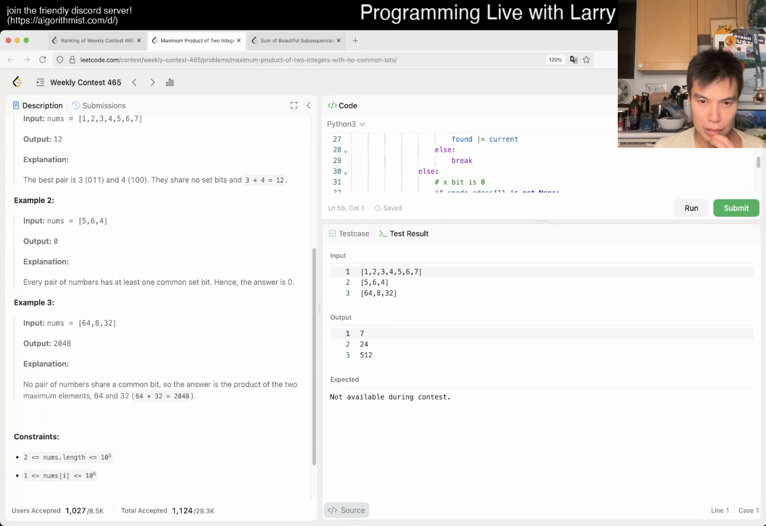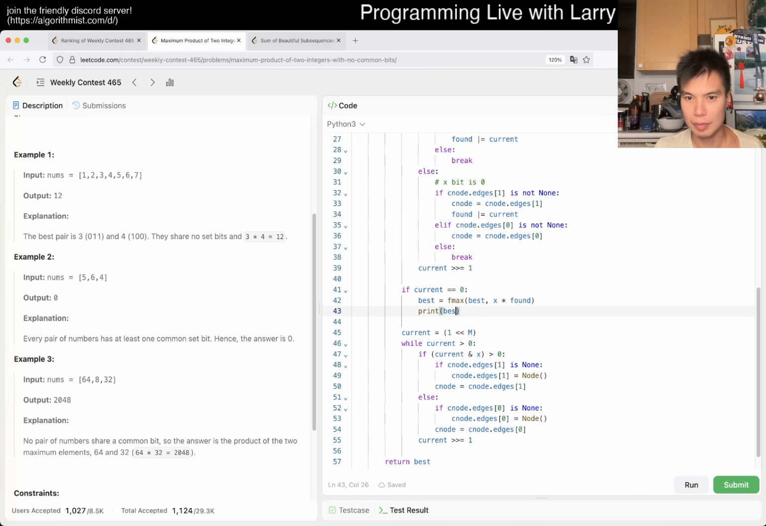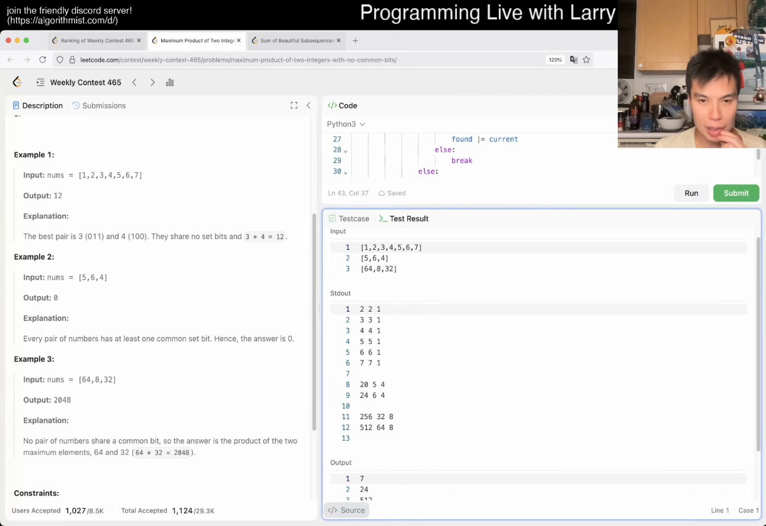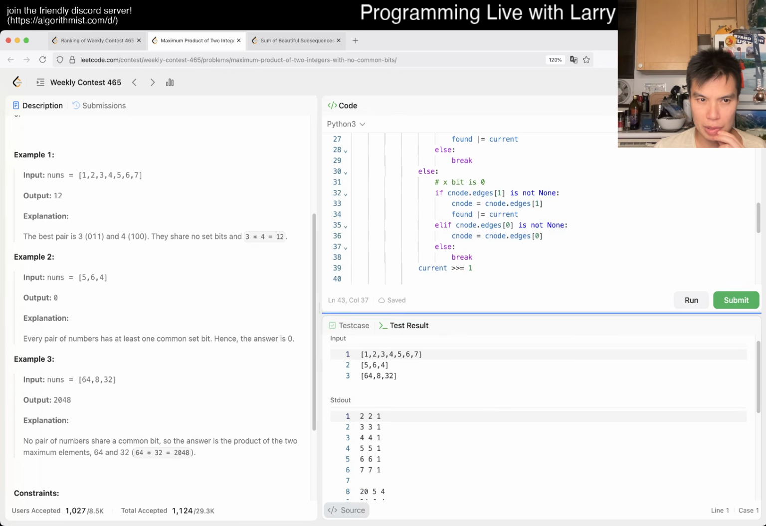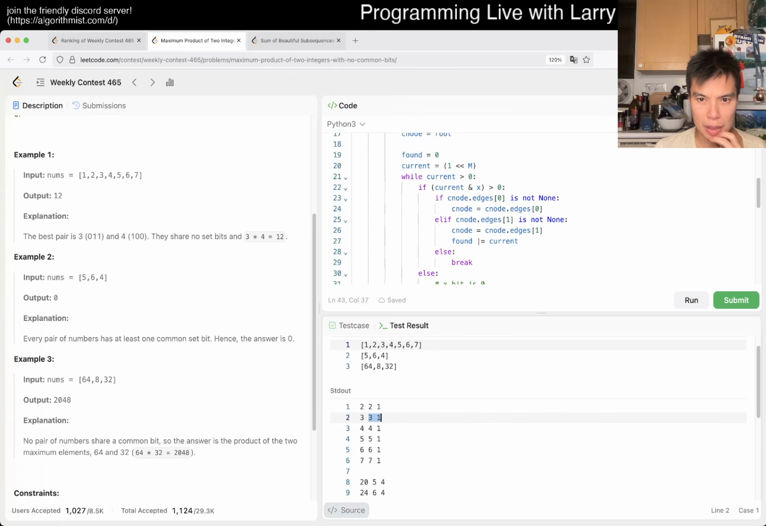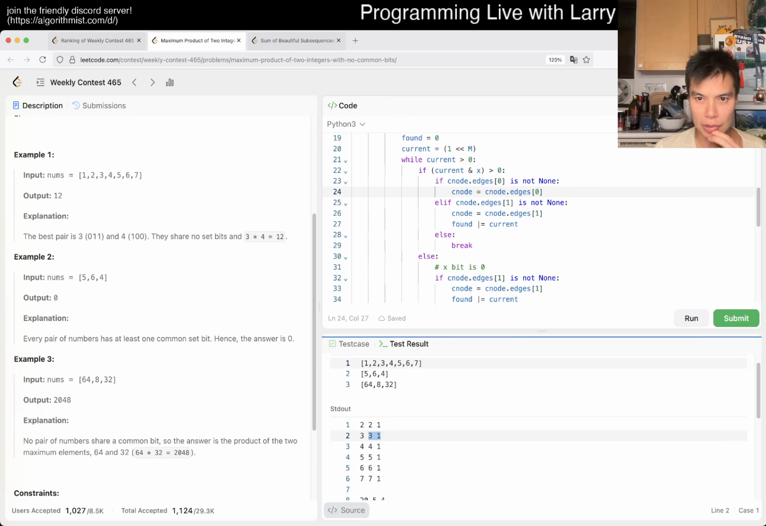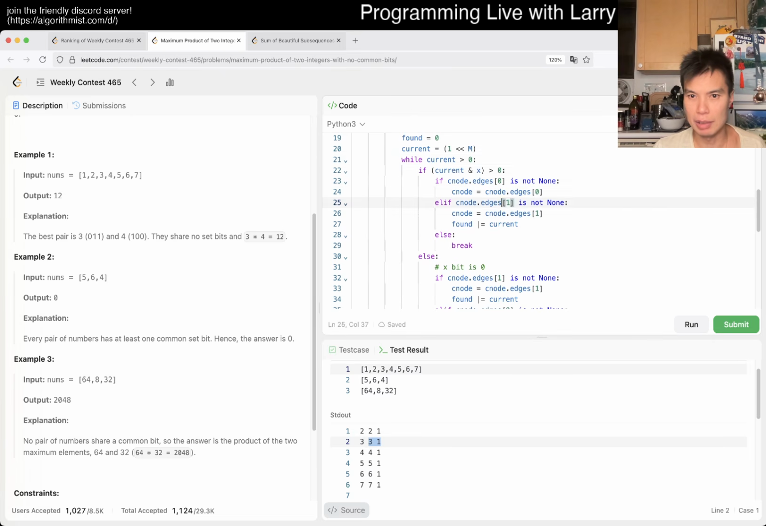Ooh, not right at all. Why? Okay, so X found 1. 3 found 1. Is that even true? That's not even right. One of this is not true. Because if this is a 1 and this is a 1, we don't actually go here. We actually break. Because we have a 1, it doesn't even matter.